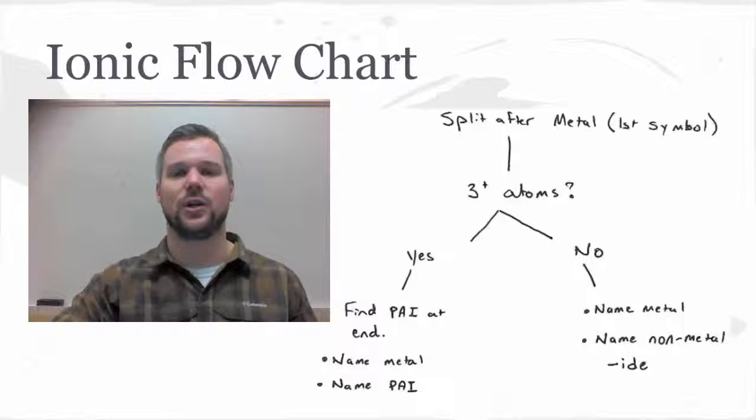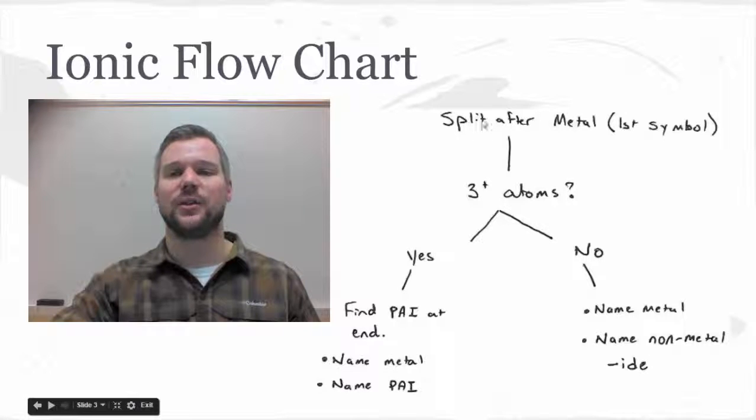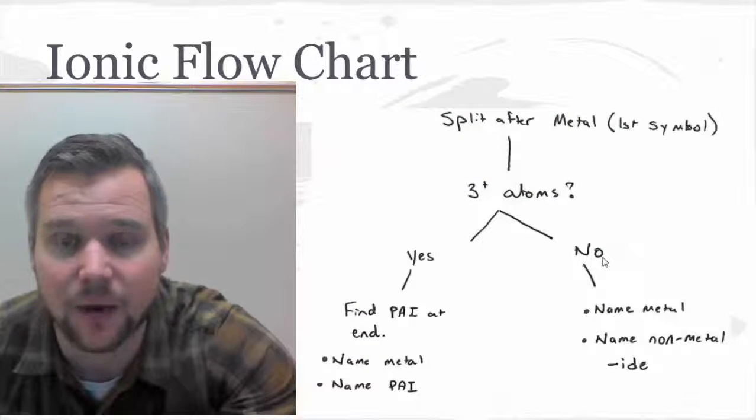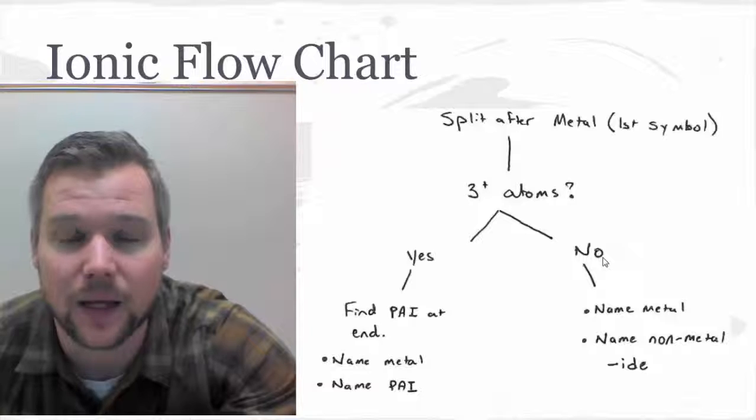Here's a basic flow chart of how this works. You're going to split the formula after the metal. If it happens to have three or more atoms, then you're going to have a polyatomic ion. Use your resource in the back of your periodic table and look it up, or if you happen to have it memorized, just use that. So name your metal, name the polyatomic ion. If it's just two atoms, it's going to be just the metal's name, and then the nonmetal's name with an IDE ending. So here are some example problems of how we go through and do some ionic naming.